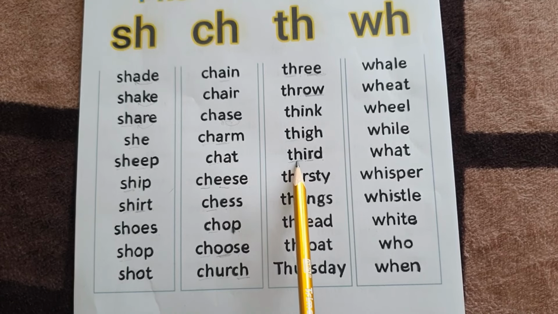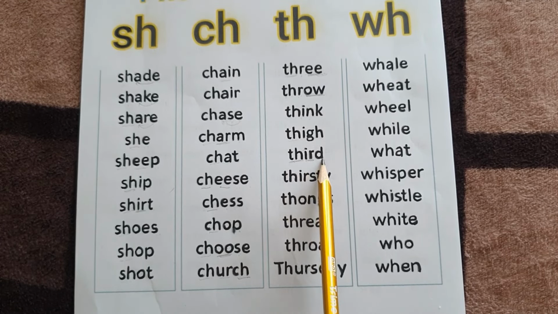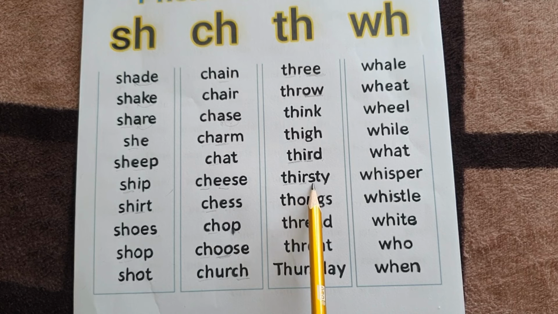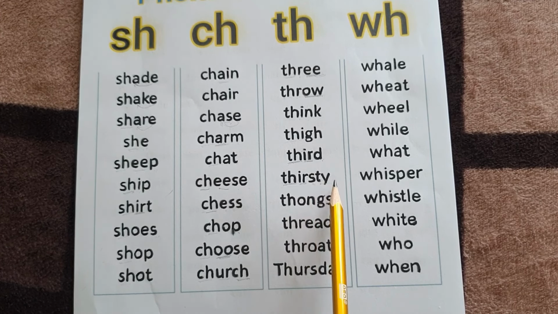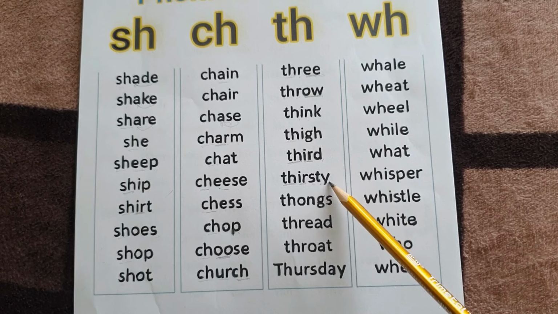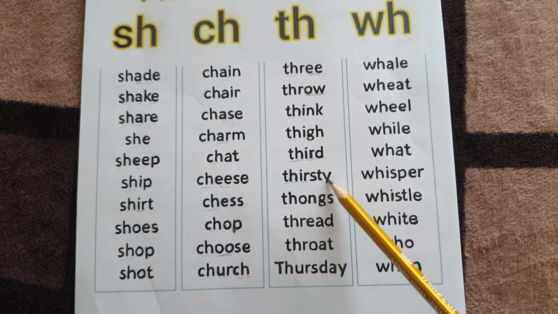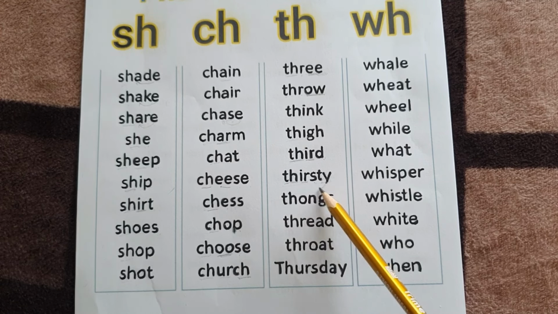Here are two digraphs. Th, ir, d, third. Th, ir, s, t, thirst. Thirsty. The sound of y is y, but when this y comes at the end of the word, it sounds like e. Thirst, thirsty.